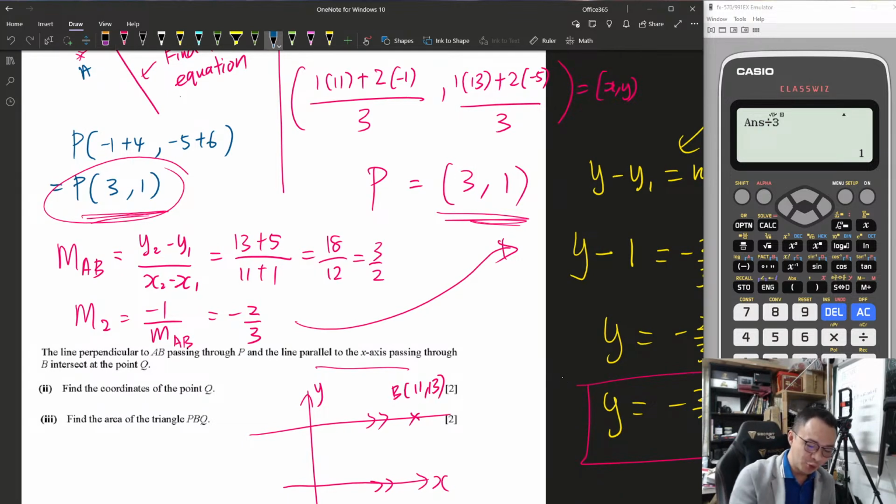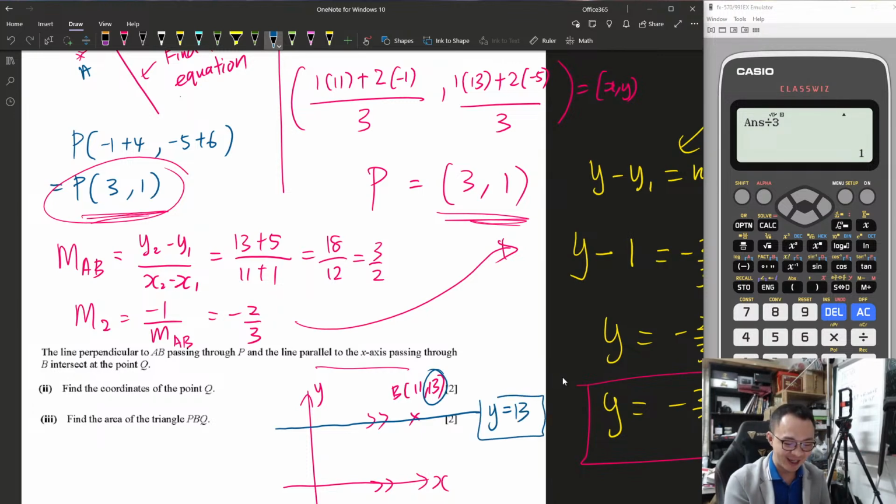So how do we call this line when they are parallel to the x-axis and passing through B? Whatever line parallel to the x-axis, it must be y equals to something. So I've copied the y coordinate, y equals to 13. So this is the line they are talking about. This line, y equals to 13, is parallel to the x-axis and passing through point B.